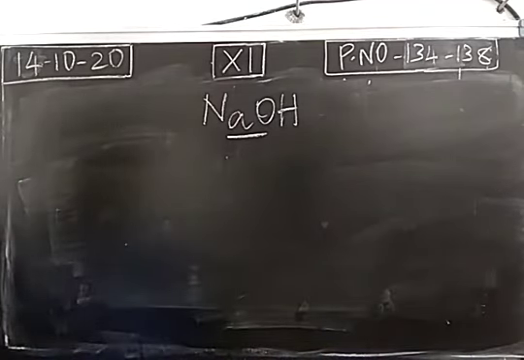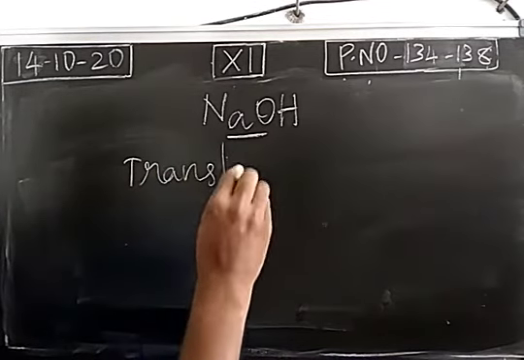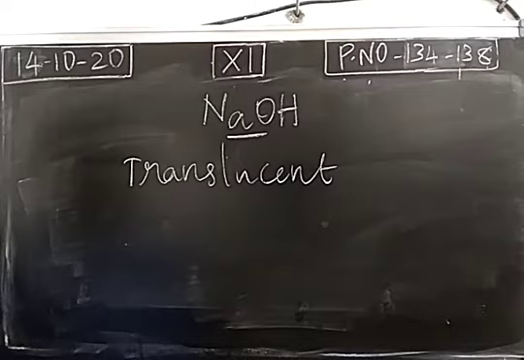The nature of sodium hydroxide is translucent. In 10th you studied transparent, translucent and opaque. When you study true solution, colloidal solution and suspension, you hear these words. So transparent means it just allows the light to pass through it. Opaque, it won't allow the light to pass through it. Translucent means partially it allows.